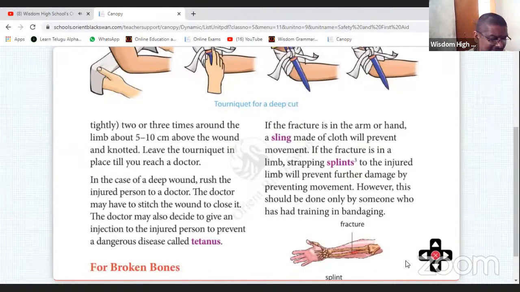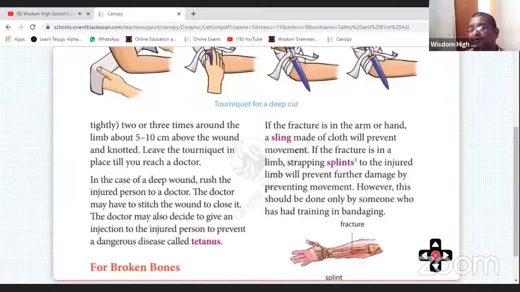Dear children, concentrate here. Leave the tourniquet in place till after reaching a doctor. After reaching the doctor, you should remove the tourniquet. Next, if it is a deep wound, then immediately go to the doctor.